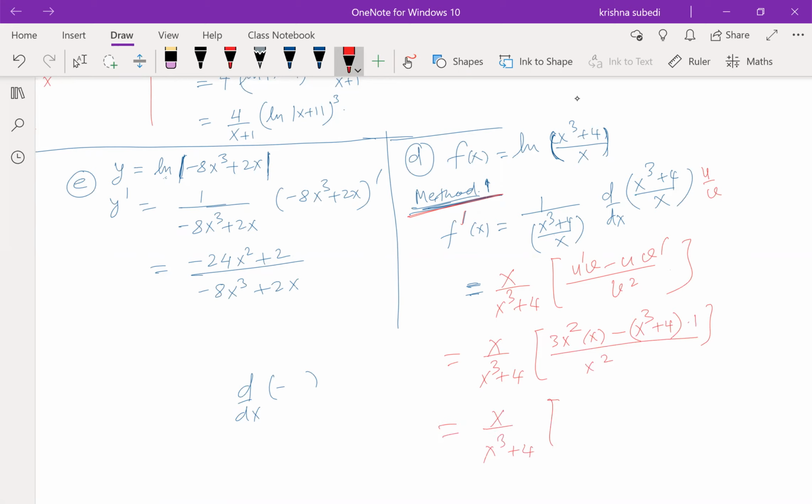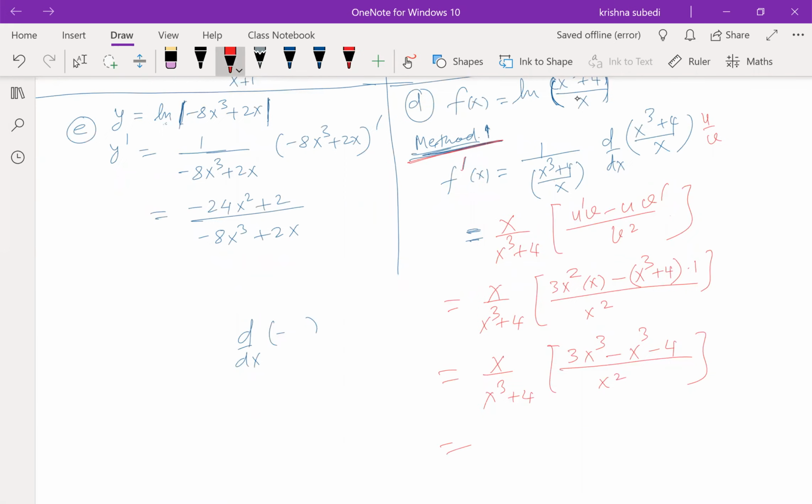So that's going to give me x over x cubed plus 4. And then you're going to get 3x cubed minus x cubed minus 4 over x squared. And so I'll get, okay, this x squared and x, you can cancel one of the factors. So on this side, you'll have 2x cubed minus 4 over x times x cubed plus 4. Is that right, Q? That's what you got, right?